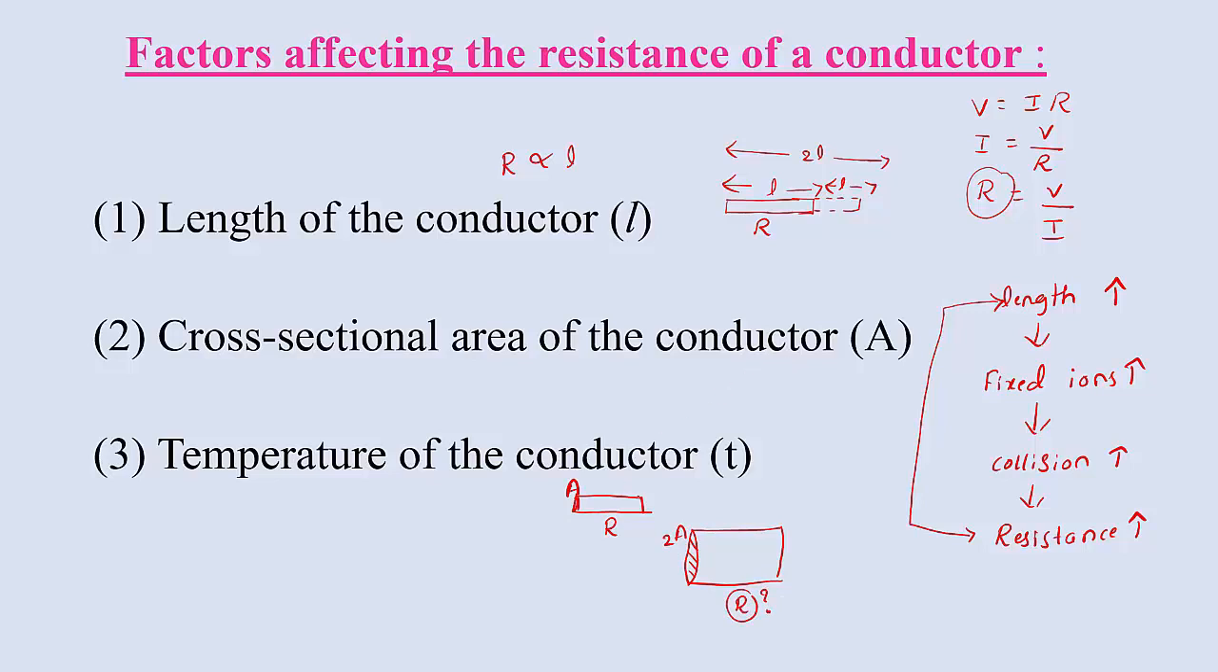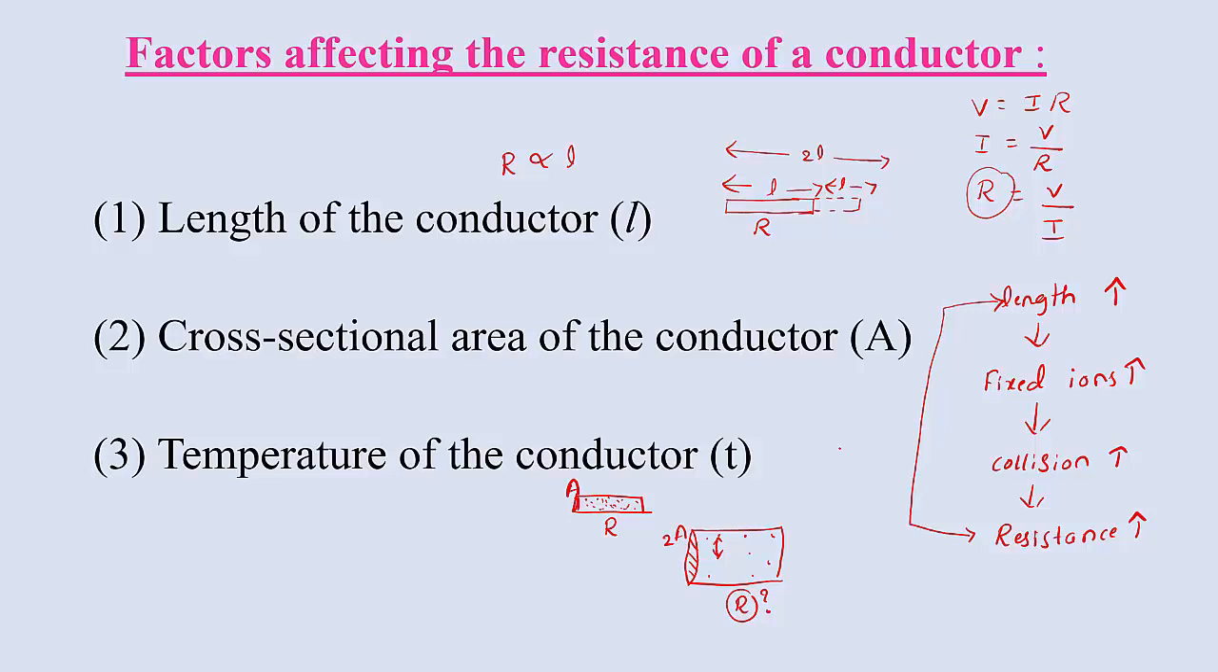Now in the first diagram, the cross-sectional area is A. It has a large number of free electrons. When we supply an electric field, all the free electrons start to move and that produces electric current. When the area of cross section of the conductor increases, the gap between electrons increases. So the probability of collision decreases. As a result, resistance decreases.